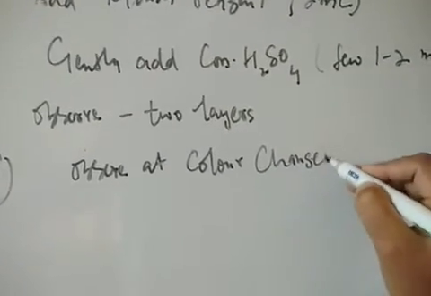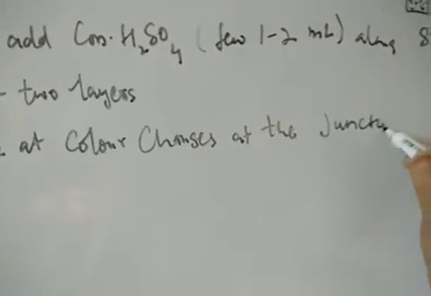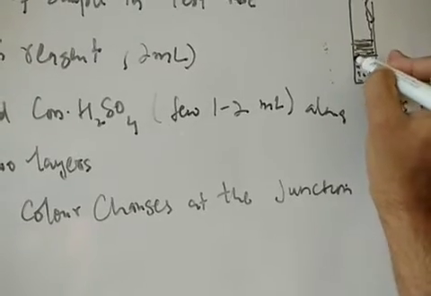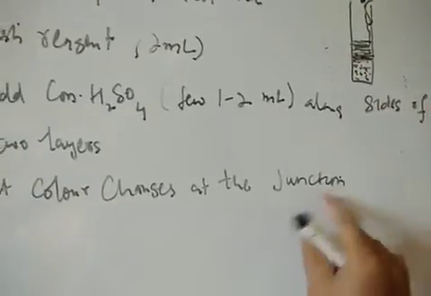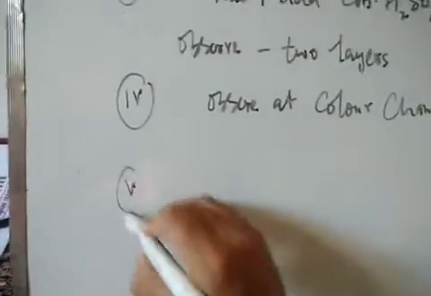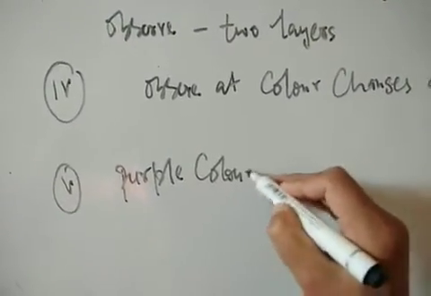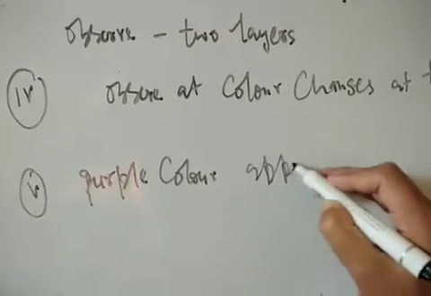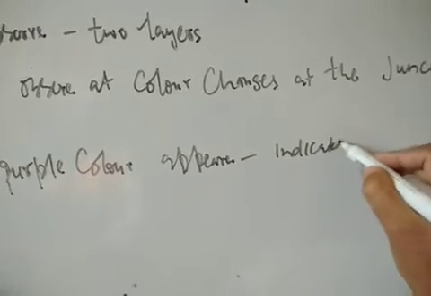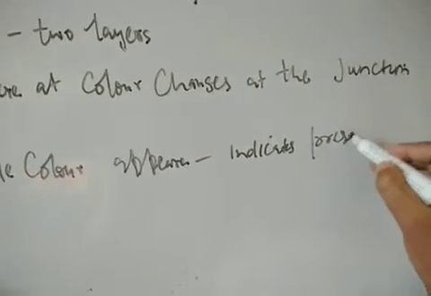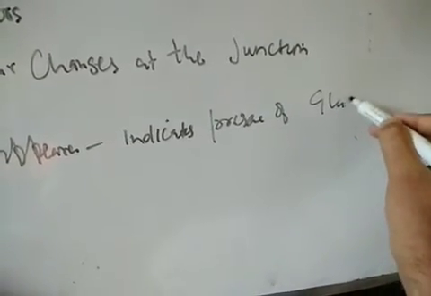Color changes at the junction. At the junction. So junction means the meeting point of these two layers. Keep your eyes here. You'll see that some color change will be there. If you see purple color in the form of a ring, it indicates the presence of carbohydrate, for example glucose.